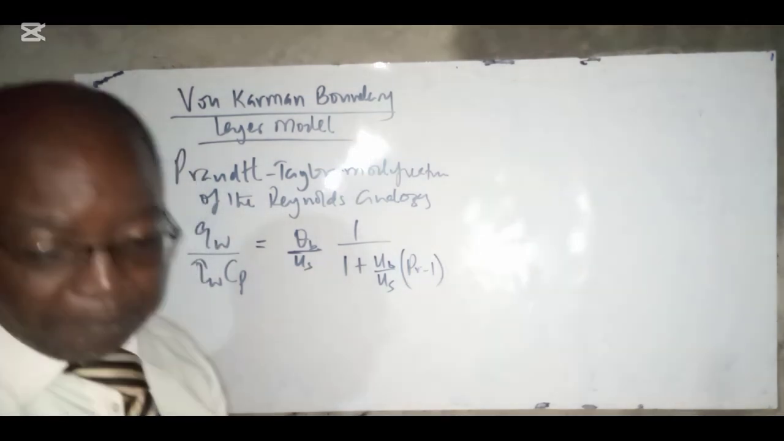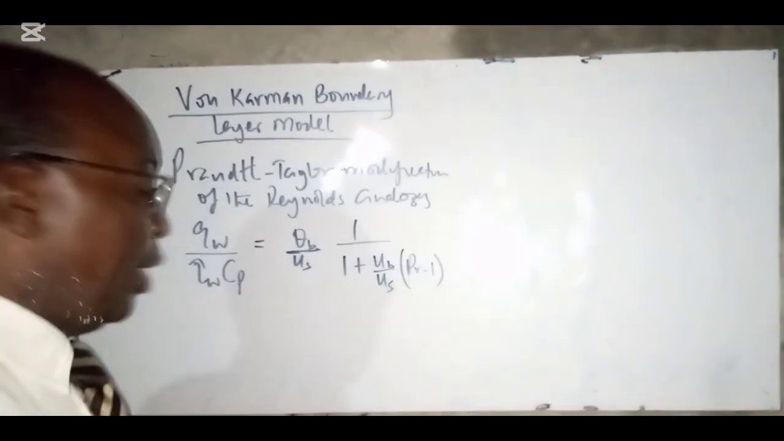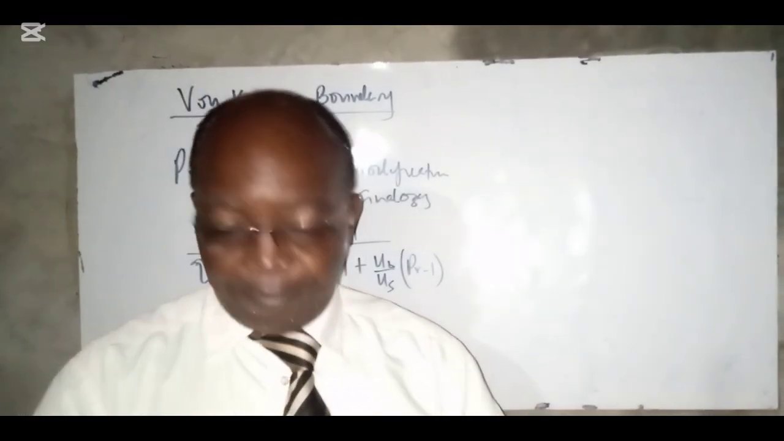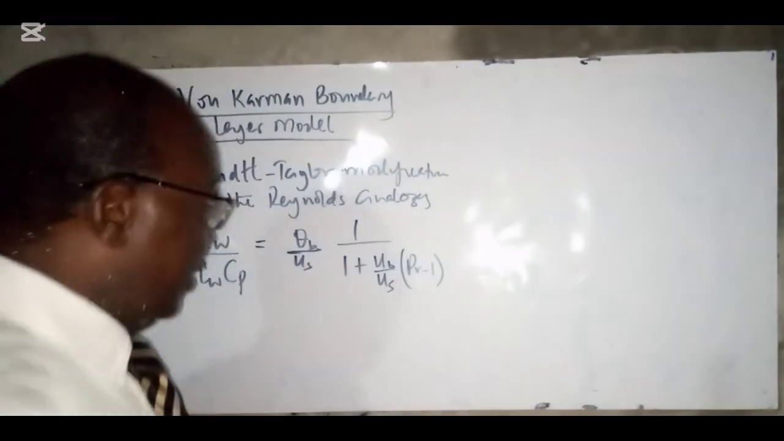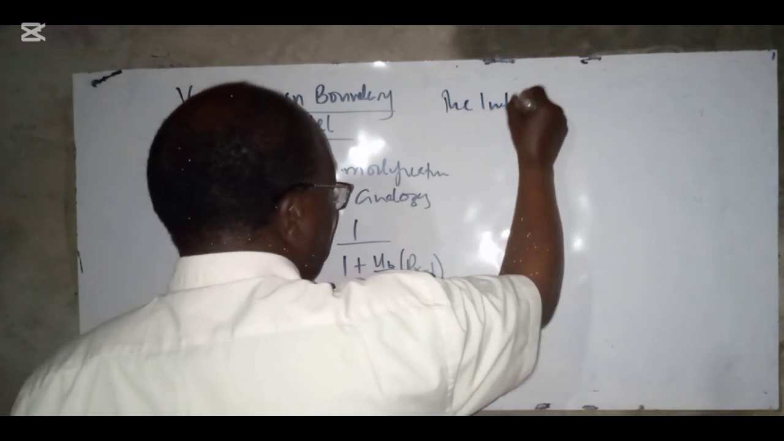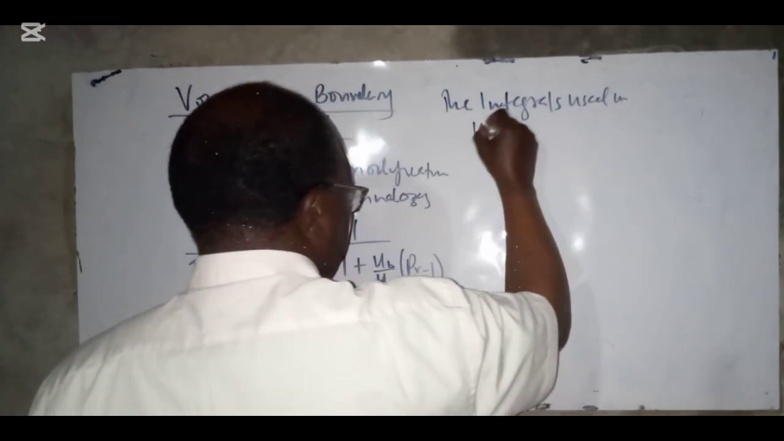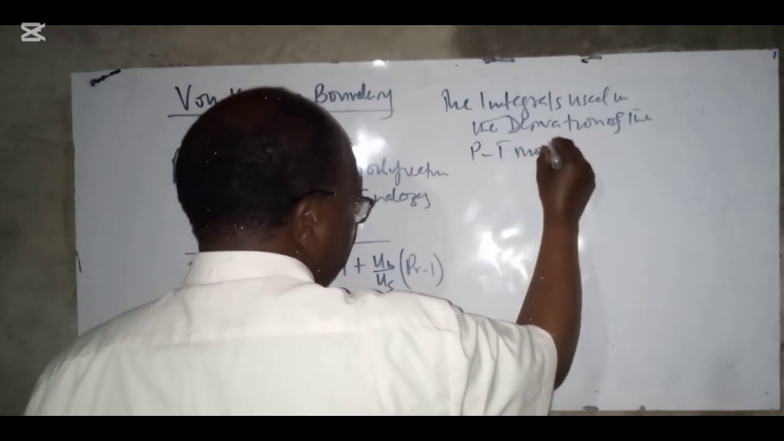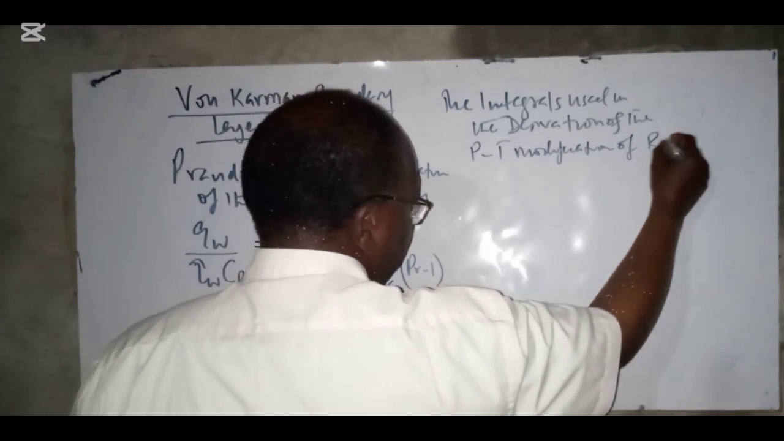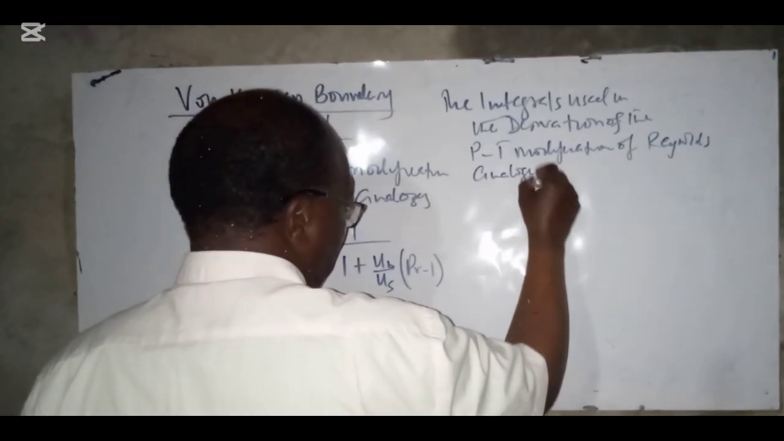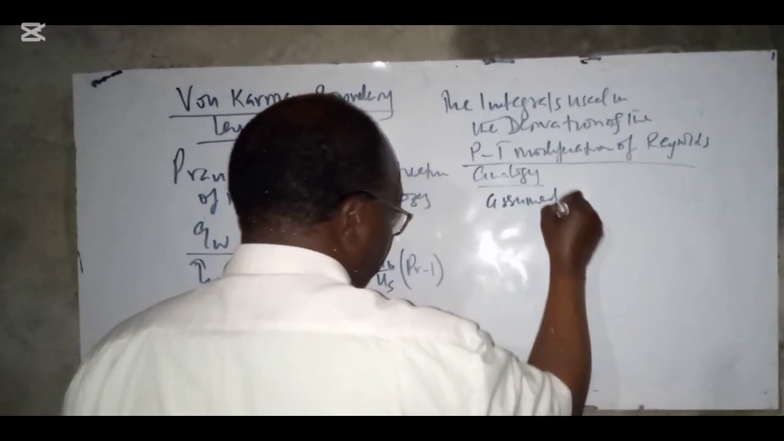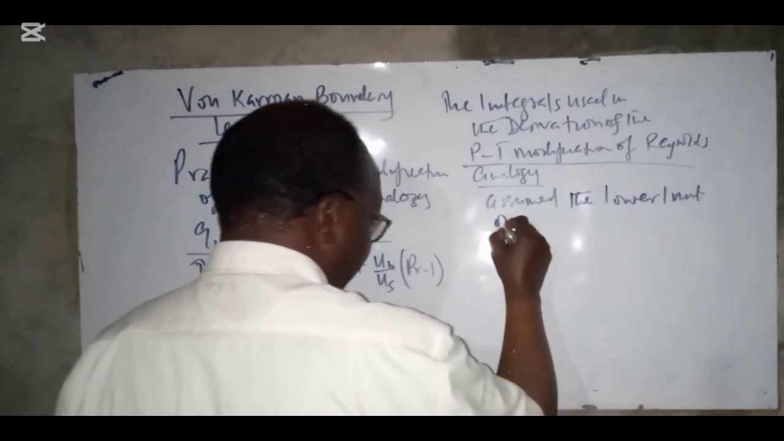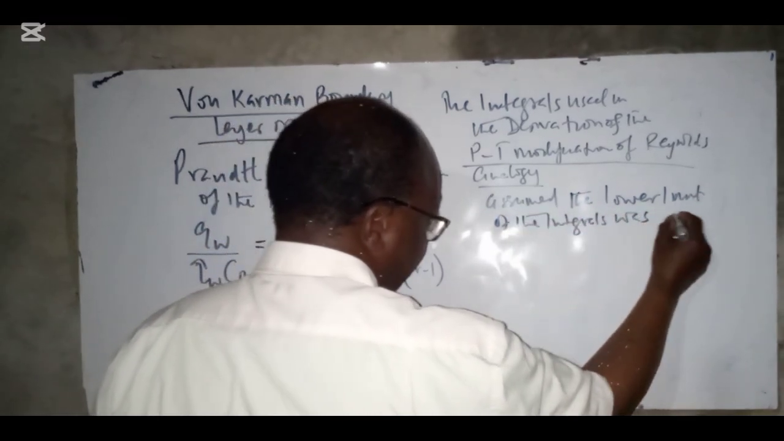And this expression here, which we had developed for the Prandtl-Taylor modification of the Reynolds equation, we had assumed that those integrals which we had used to derive this quantity had a lower limit of sigma b. So the integrals used in the derivation of the Prandtl-Taylor modification of Reynolds analogy assumed, very important note, that the lower limit of the integral was sigma b.